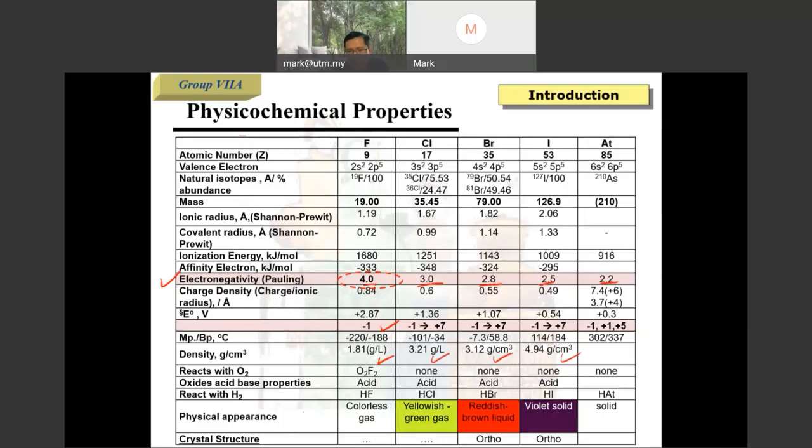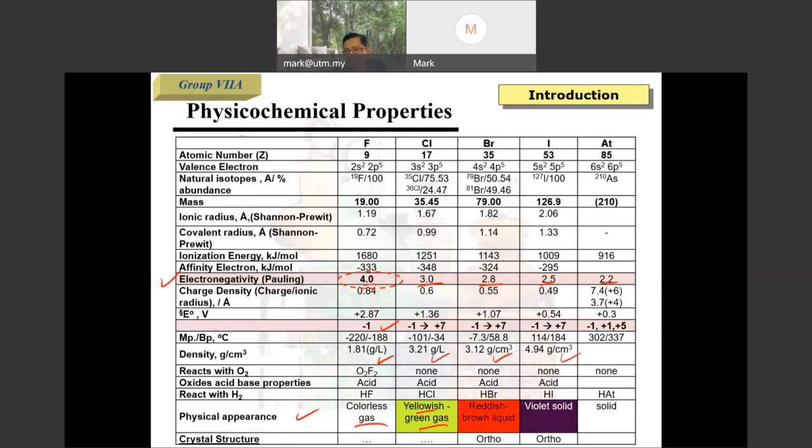If you look at the physical appearance, fluorine is a colorless gas. Chlorine, on the other hand, is a yellowish green gas. Bromine is reddish brown. It's a little bit difficult to distinguish whether reddish or brown, but it's a mixture. Mostly, I would say it's more of a brown liquid.